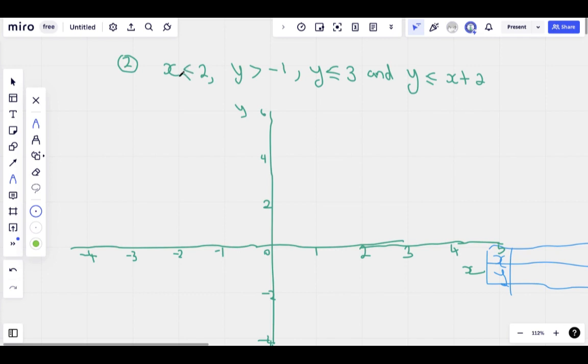When we say lesser than or equal to, we use a solid line. So you go to the x-axis. x is lesser than or equal to 2. I'm going to draw a solid line to pass through 2 on the x-axis for this first inequality.